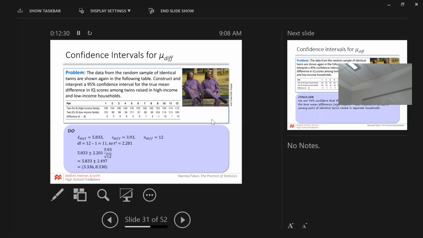What was the null? The null is the difference is 0. If 0's not in there, we reject the null. There is evidence of a difference in the IQ between twins raised in a high-income family and twins raised in a low-income family.